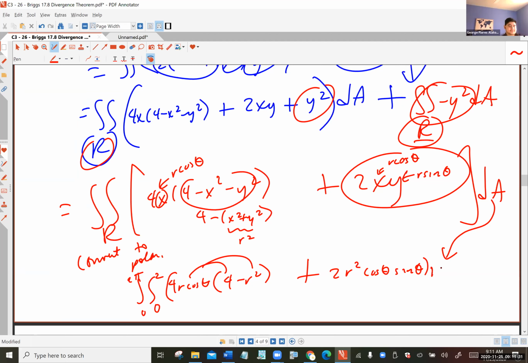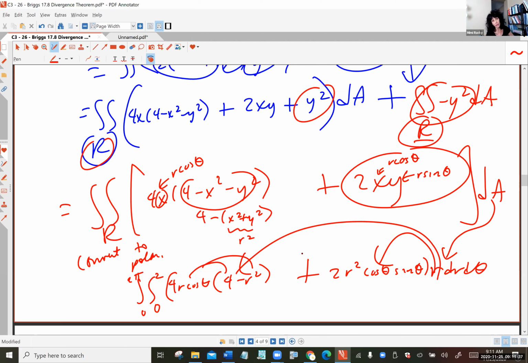Arr dr d theta. And then, of course, you're going to want to distribute this r over the sum, and then you're going to integrate. You're going to have to use the power rule. It's going to take some time, so I'm just going to put et cetera, because I'm tired. I'm going to tell you the answer. Okay, the answer is 0.